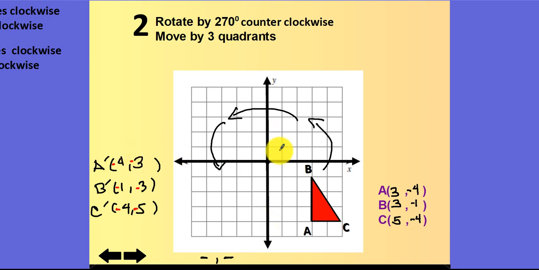Now, if you'd like to graph this, you will have 1, 2, 3, 4 negative, 1, 2, 3 negative. So this will be your A prime. B is negative 1, 1, 2, 3. This will be your B prime. And C prime will be negative 4. So 1, 2, 3, 4. 1, 2, 3, 4, 5. So this should be your rotated image.